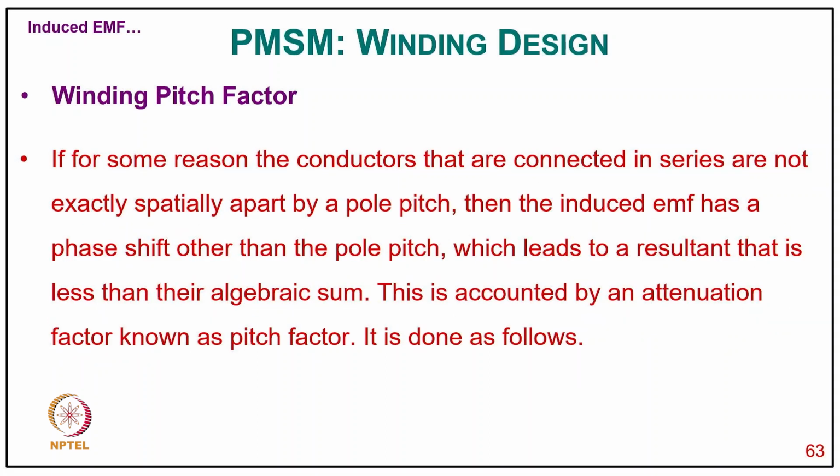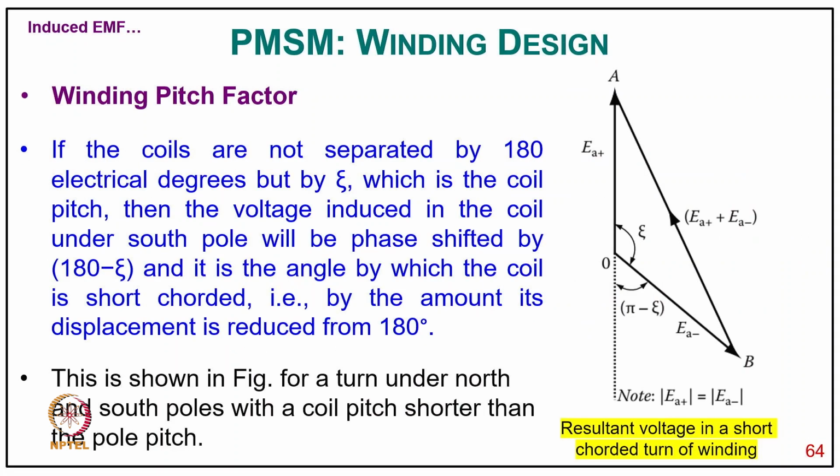If for some reason the conductors connected in series are not exactly spatially apart by the pole pitch, then the induced EMFs have a phase shift different from 180 degrees, which leads to a resultant that is less than their algebraic sum. This is accounted for by an attenuation factor known as the pitch factor, and it is done as follows. You can see here that one coil side has E plus and the other coil side has E minus, at an angle eta, which is not 180 degrees.